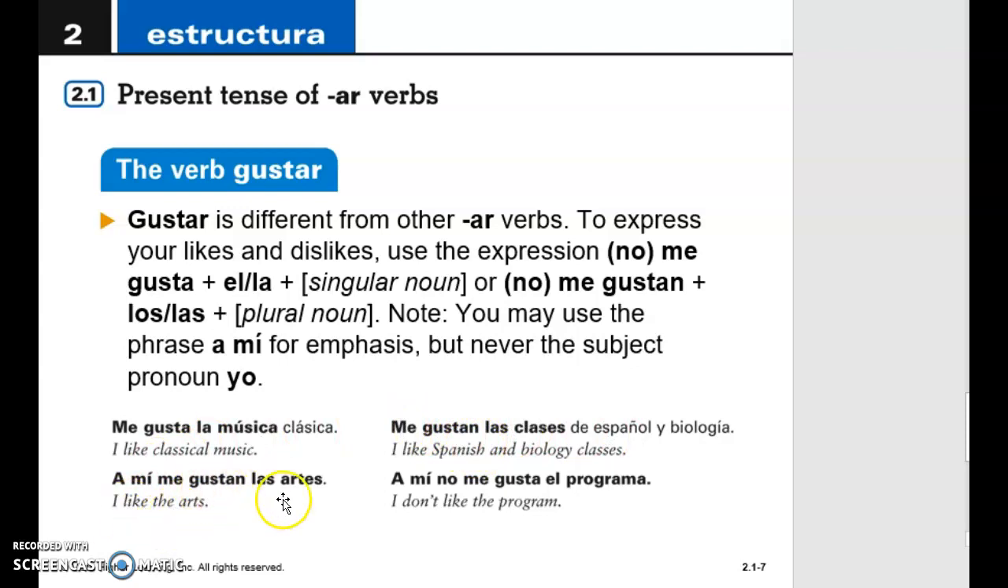"A mí me gustan las artes." "A mí no me gusta el programa." So then again, whenever we want to use the negative form, we're going to use "no" in front of "me gusta" or "me gustan" based on the thing we're talking about.